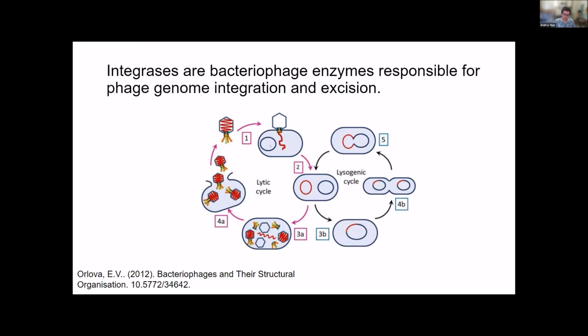So they can infect the cells. They can integrate their genome into the bacterial genome, and then when the time is right, the genome pops back out, and then it makes more viruses. So this is the difference between the lysogenic cycle and the lytic cycle.